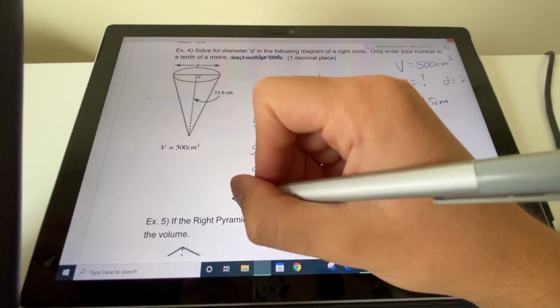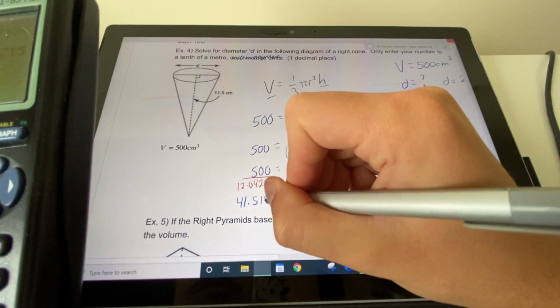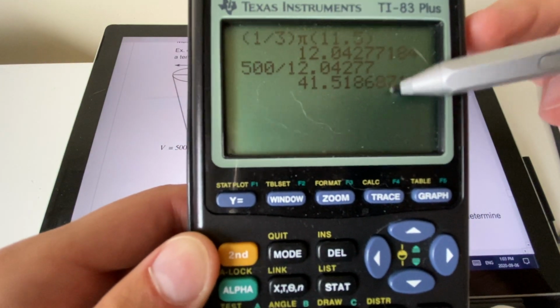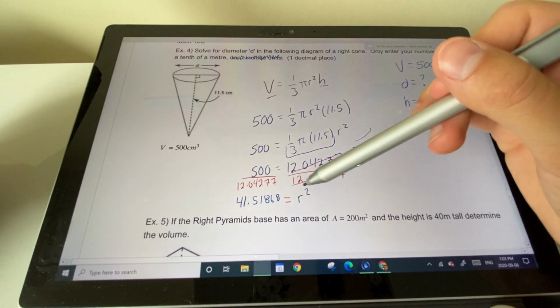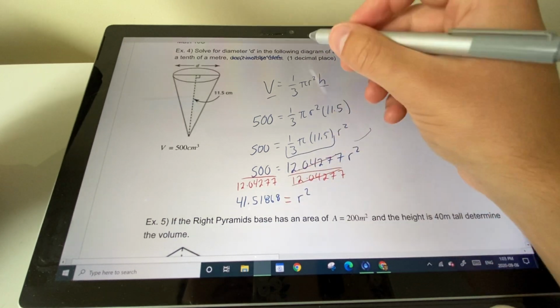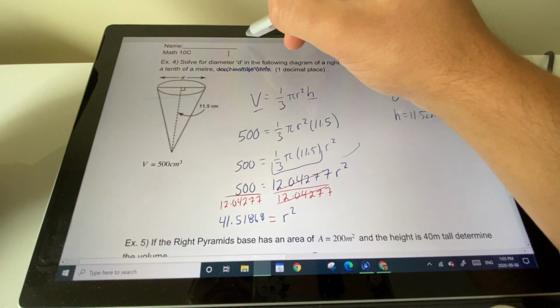41.5868. Okay, so we rounded it to quite a few decimal numbers because we're not done yet. Now remember, this isn't what r equals, this is what r squared equals. So we have to, oh my goodness, get rid of that square symbol.